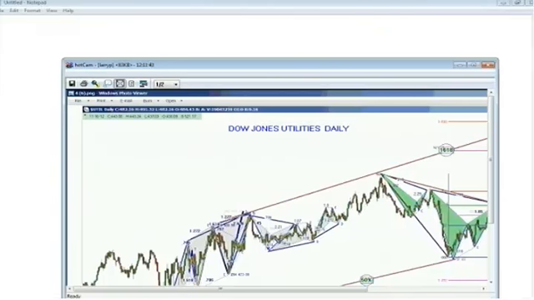Most of them are in substantial downtrends, particularly in South America and Brazil. That one looks absolutely horrible. And the Asian markets are certainly bad, too.